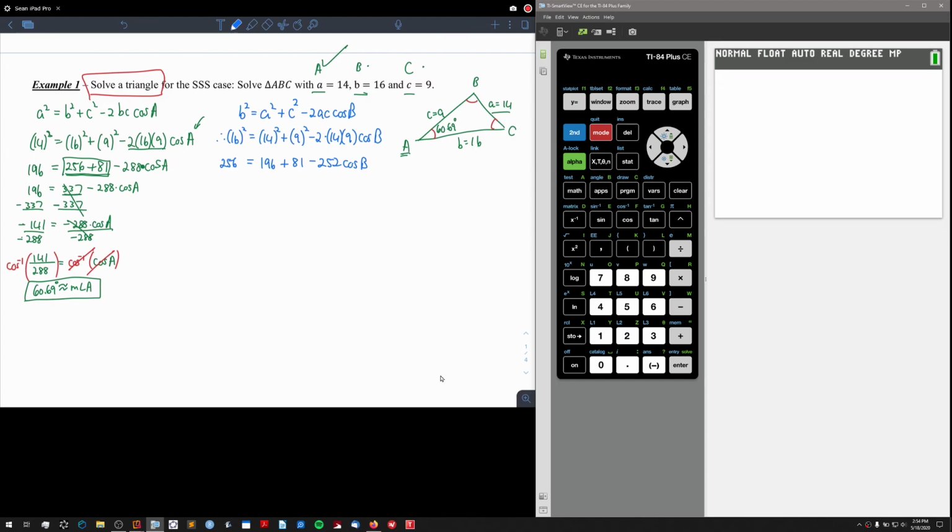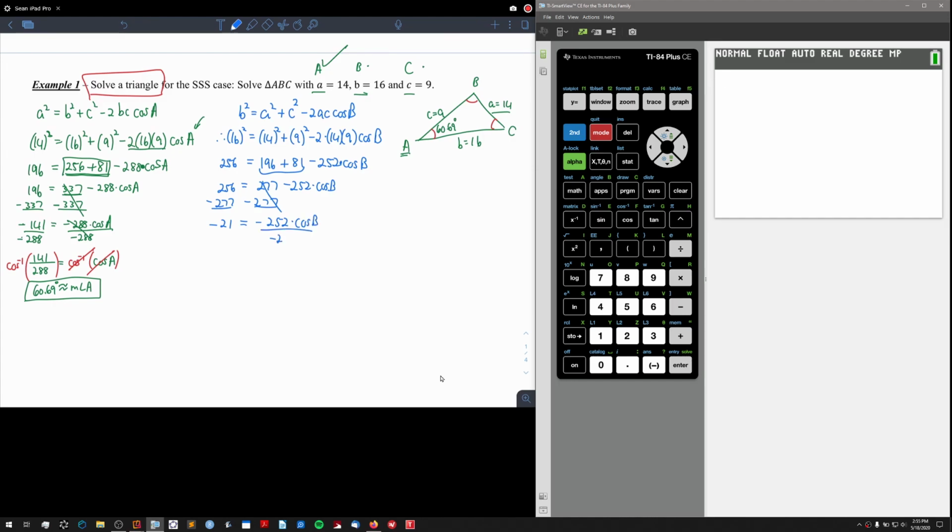Okay? And then please remember, I can only combine these two things right now. Cannot do anything with 252 because it's being multiplied by cosine B, so that stays there. So I got 256 equals, and then you get 277 minus 252 times cosine B. And then subtract this both sides. Okay, and you get negative 21 equals negative 252 times cosine B.